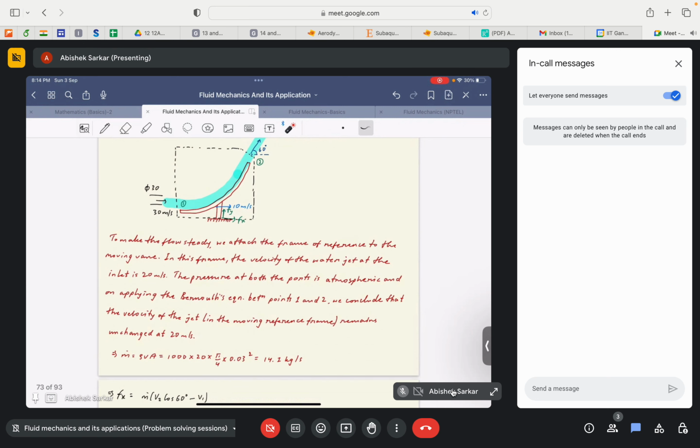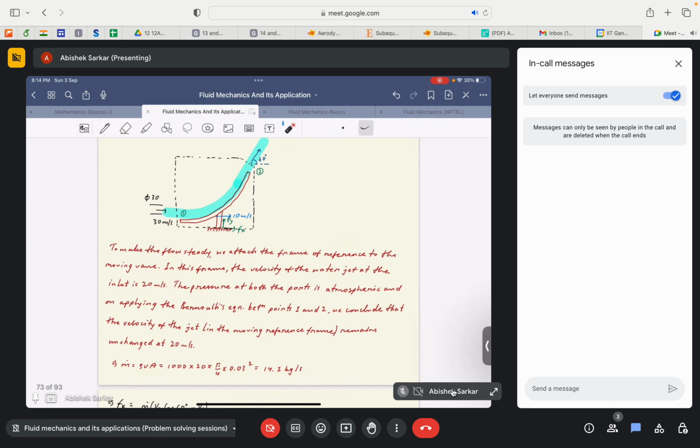And the pressure at both the ports is atmospheric. Both the ports essentially means that at the inlet here and the outlet here, the pressure is atmospheric pressure. On applying Bernoulli's equation at points 1 and 2, we can conclude that the velocity of the jet in the moving frame of reference remains unchanged at 20 meter per second.